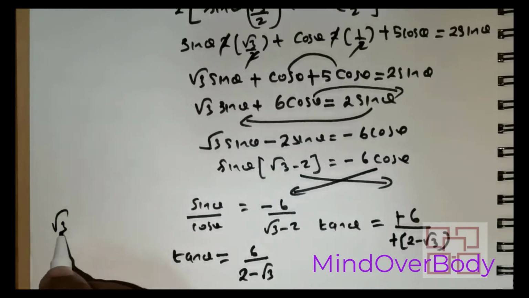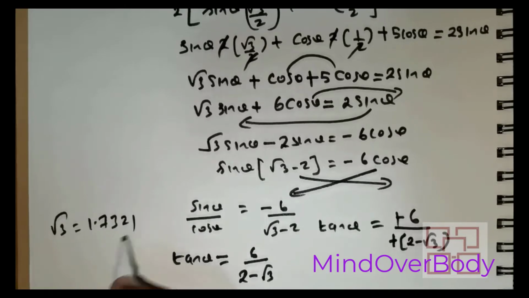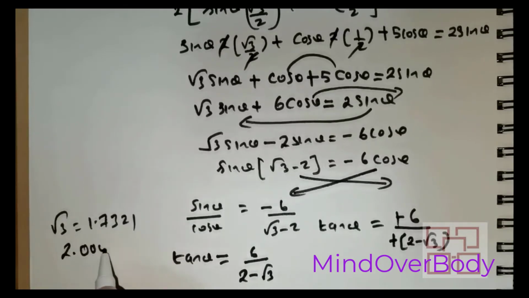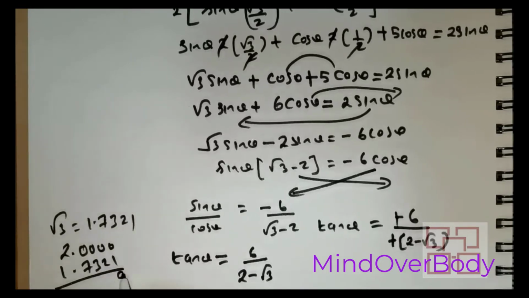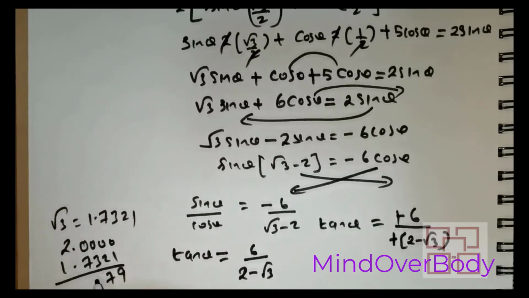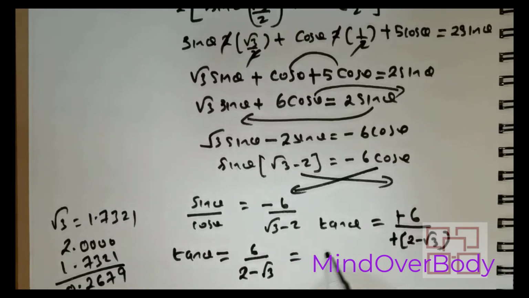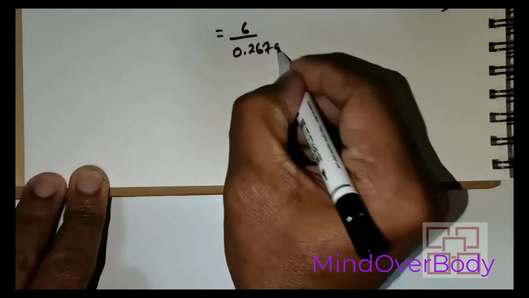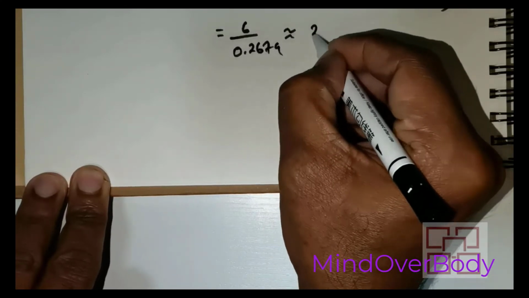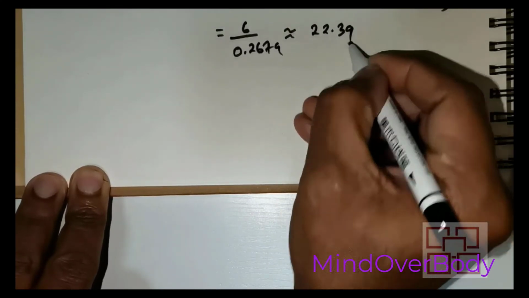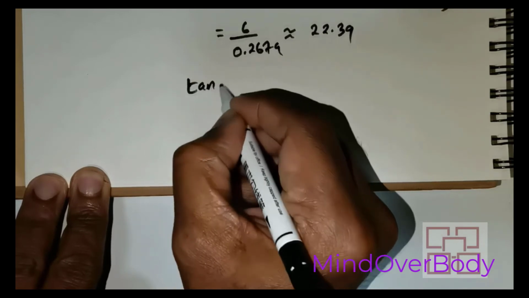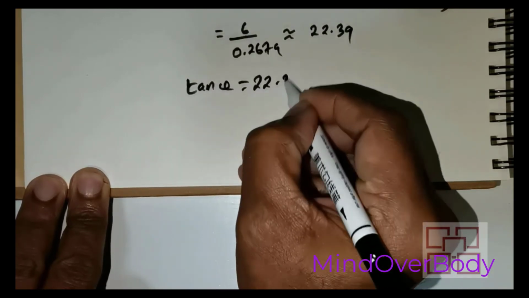Now you know the value of root 3 is 1.7321. So 2.0000 minus 1.7321 gives 0.2679. So this is 6 divided by 0.2679, and you would get approximately 22.39. So tan θ is equal to 22.39.